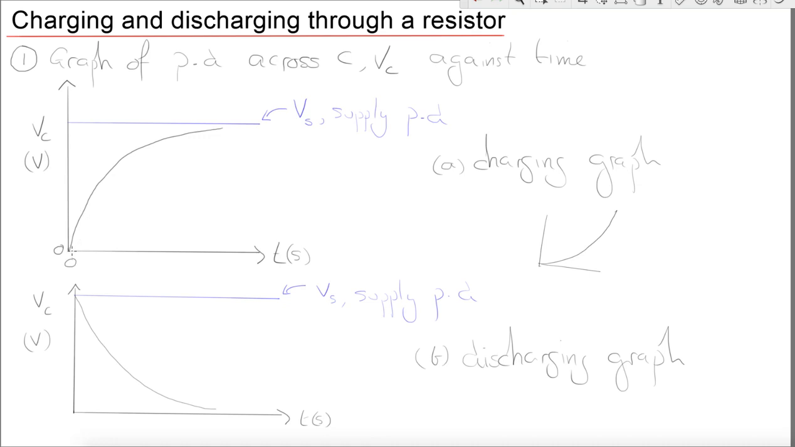So the PD across the capacitor charging rises towards that supply PD as we discussed earlier. If we were discharging, if we were to connect a capacitor across a resistor, having fully charged the capacitor first, the capacitor would discharge, a current would flow. Initially you'd have that maximum current because the PD across the capacitor is a maximum, but as the PD across the capacitor falls, as the charge equalizes on the plates so that there is no charge on either plate, the PD across the capacitor falls, so the current would also fall because the PD has fallen.